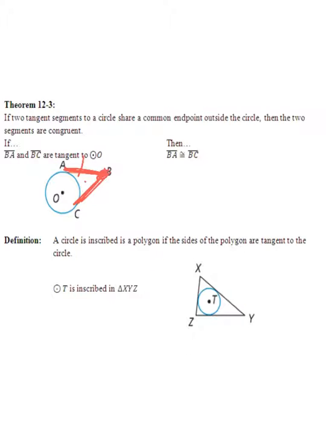Okay, so in another definition, a circle is inscribed in a polygon if the sides of the polygon are tangent to the circle. So each side intersects it at one single spot. So we're going to be using that. We're going to say a circle is inscribed into the polygon, and so you know that that means the sides are tangent to the circle.